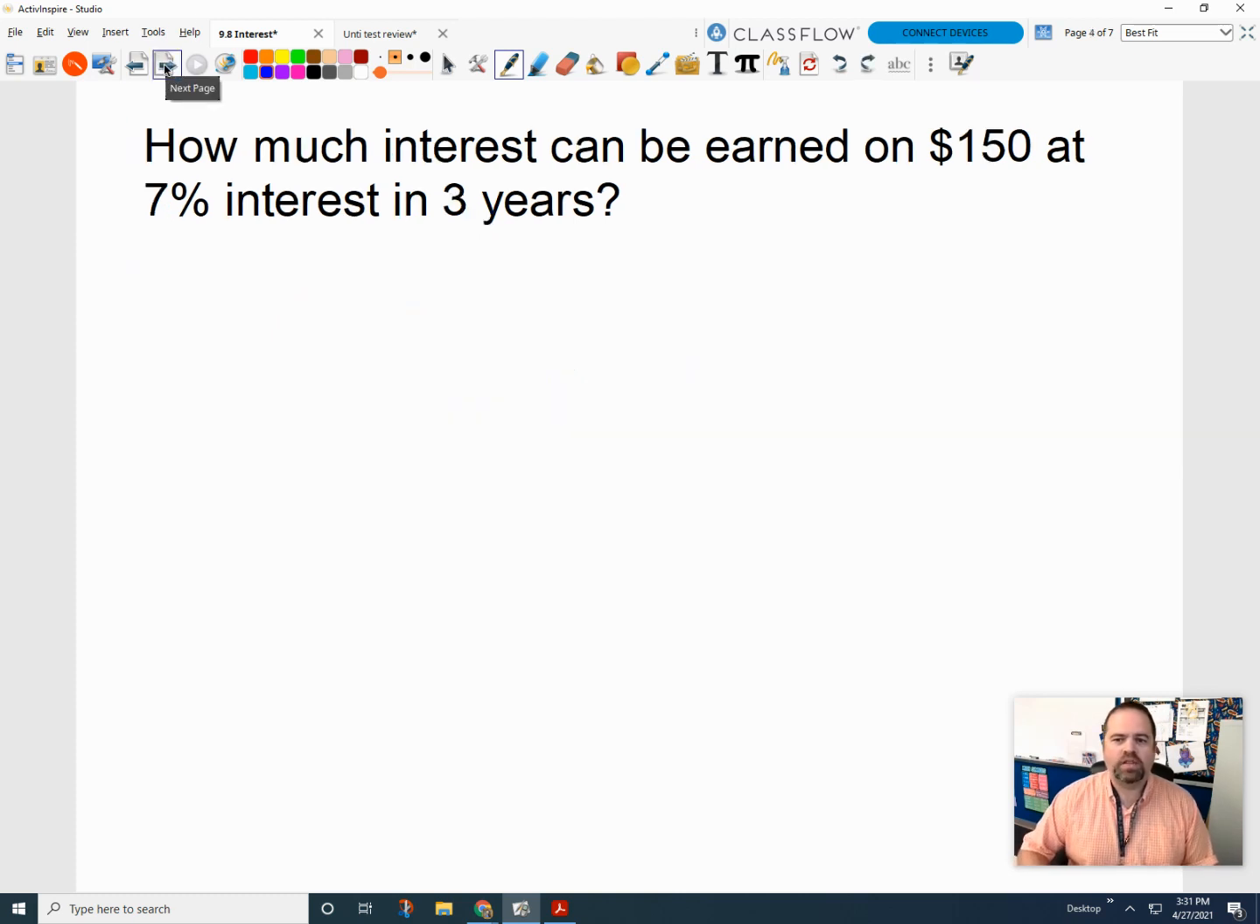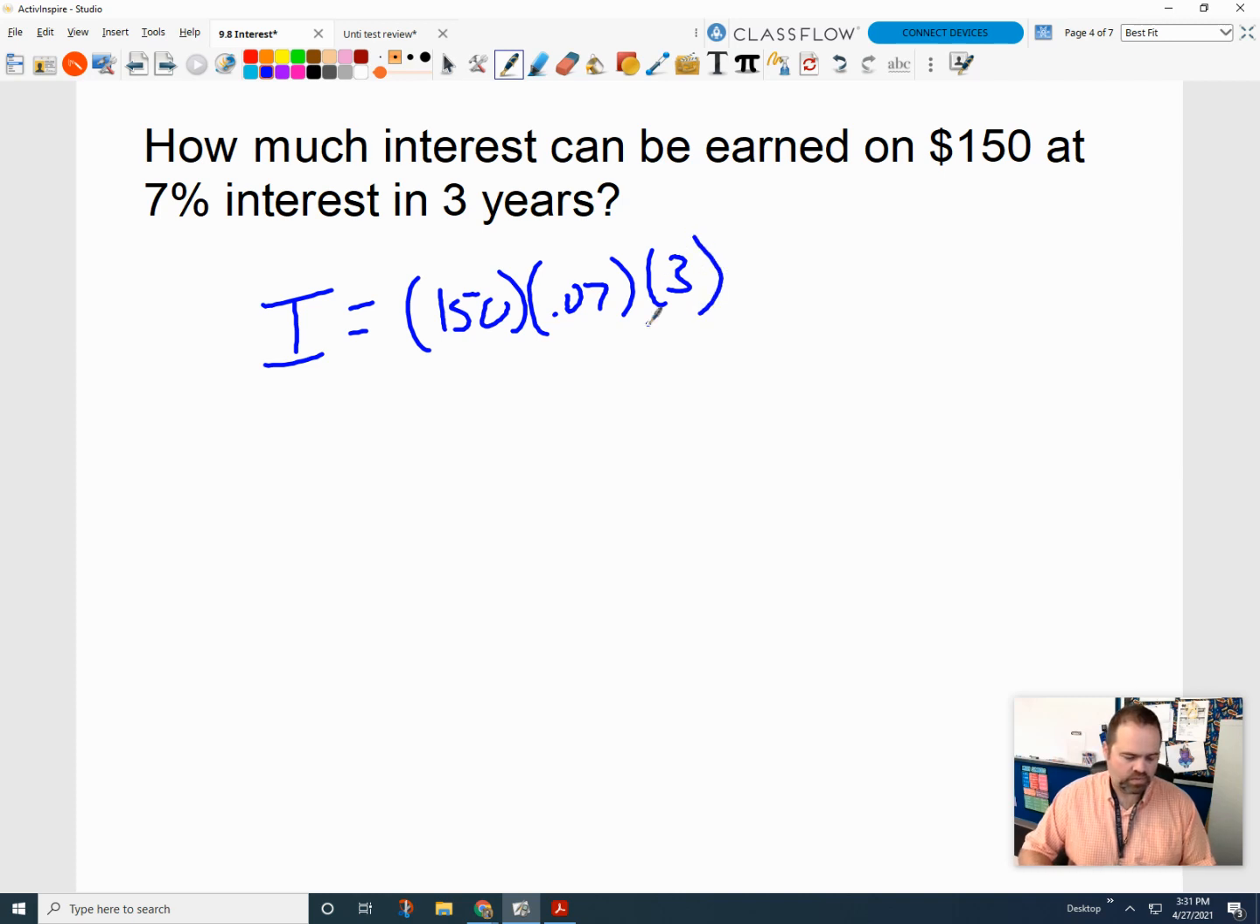So another one, same thing. We're going to find our principal, our dollar amount. Our rate is 0.07, and our time is 3 years. The interest is $31.50. So you're not going to make $1 million doing this by any means, but it is kind of nice to know your money's not just sitting there getting dusty. It's actually working for you a little bit.